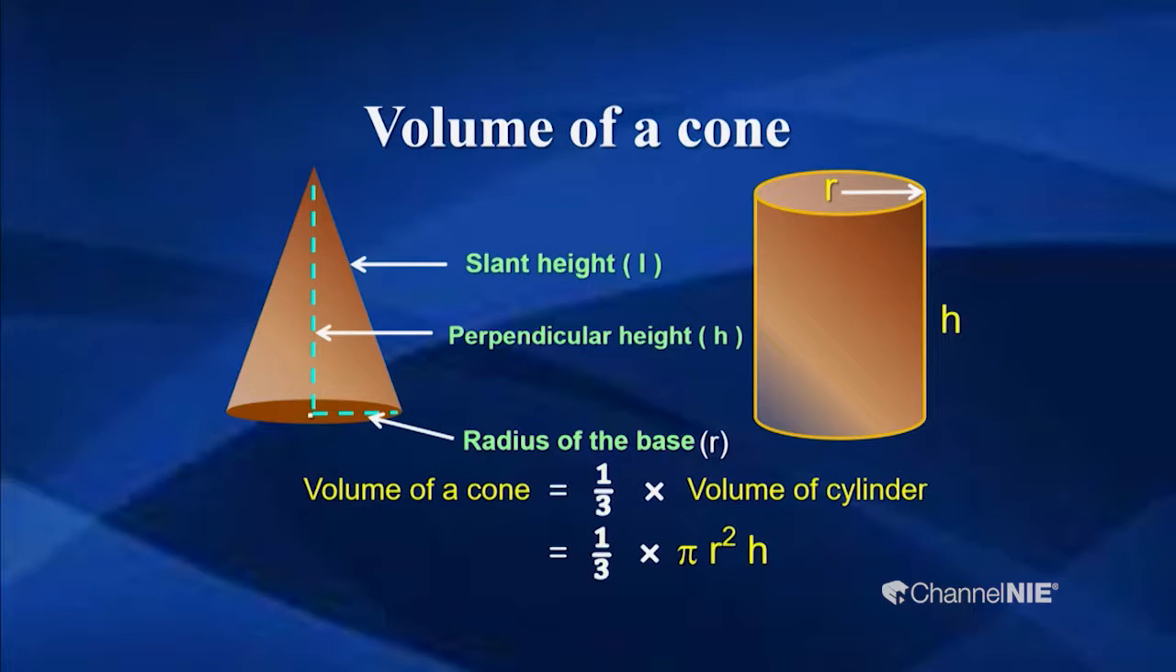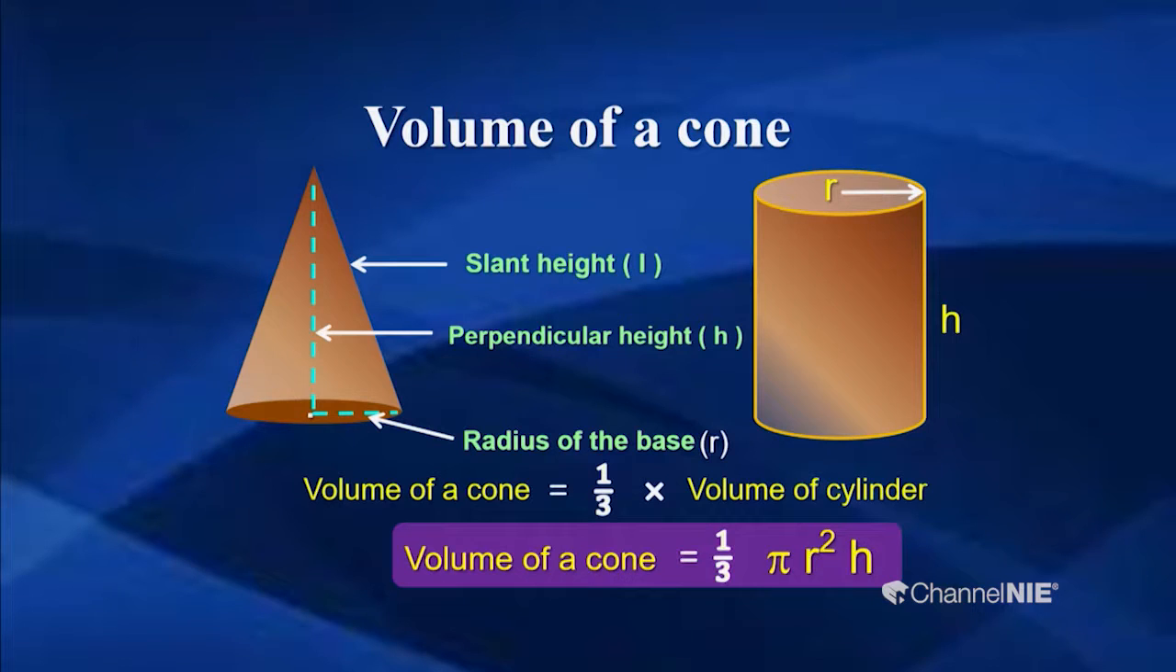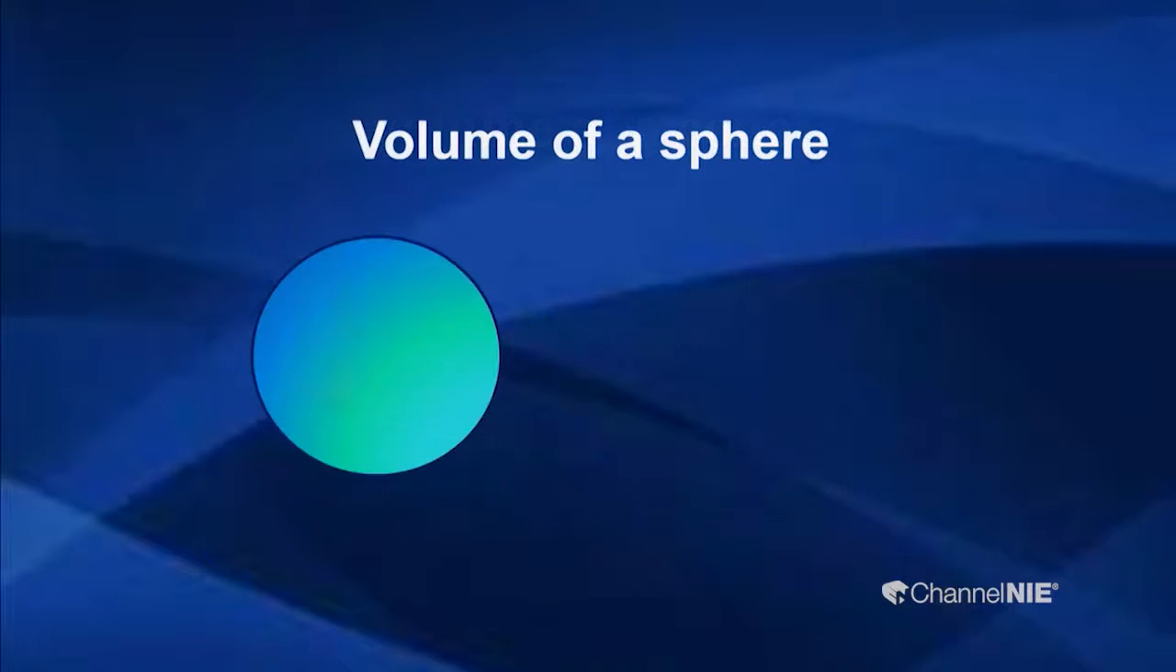What is πr squared h? We learned that one. πr squared h is the formula that we use to find the volume of a cylinder. Then 1 over 3 multiplied by πr squared h, you can obtain the volume of the cone. Volume of a cone is equal to 1 over 3 πr squared h. These are very important parts of the syllabus.